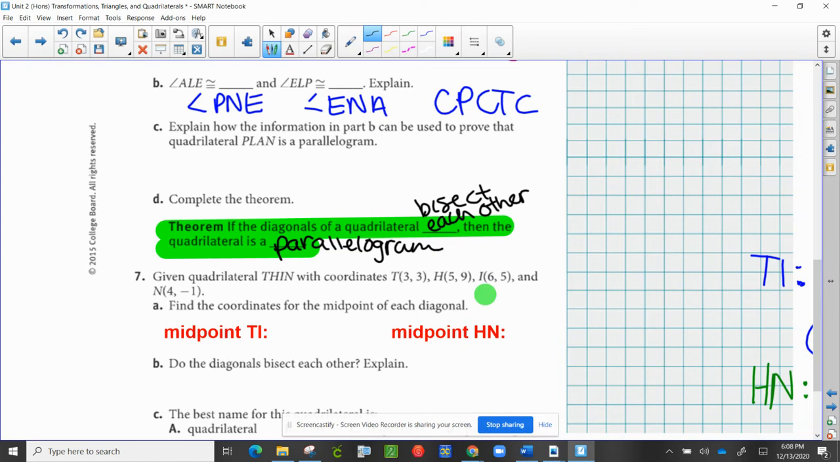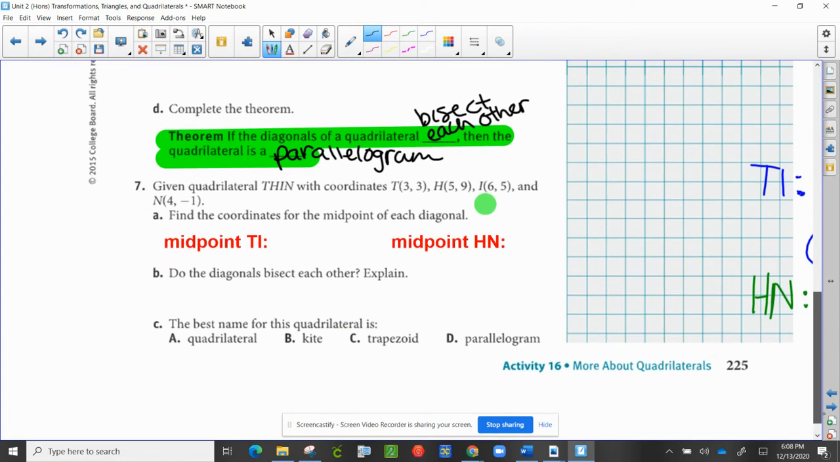All right. So those are your three theorems. If you know the diagonals bisect each other, we could say parallelogram. If we know we have one pair of opposite sides that are congruent and parallel, we could say it's a parallelogram. And if both pairs of your opposite sides are congruent, we can also say parallelogram. Okay. So let's just kind of finish this up here.